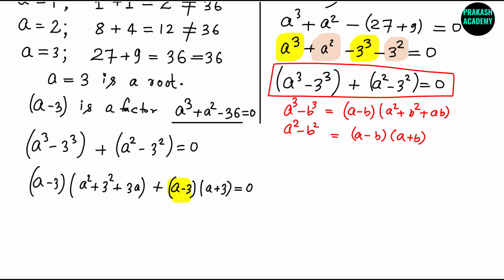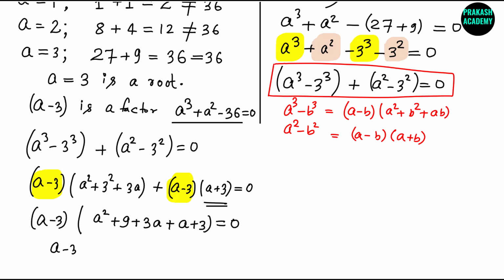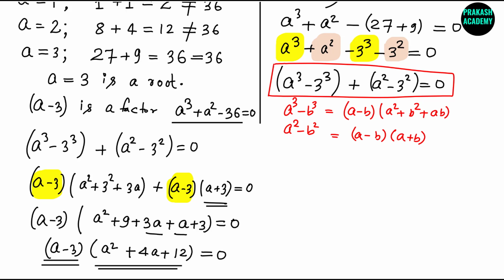Now I can take a minus 3 as common. So I will have a minus 3, and now here I will have a square plus 9 plus 3a, and a plus 3 will come from here. a plus 3 is equals to 0. So this is (a minus 3) into (a square, and 3a plus a is 4a, plus 9 plus 3 is 12), and this is equals to 0. So either this can be 0 or this can be 0. So two possibilities.